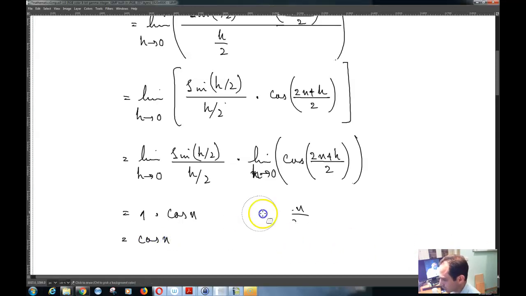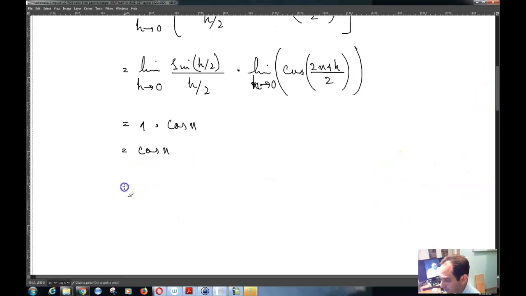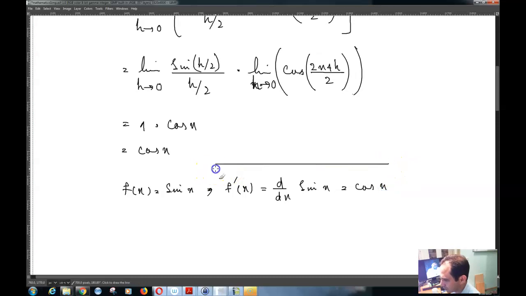So that means that if you have f of x equal to sine x, then f prime of x, which is equal to d by dx of sine x, is equal to cos x. That is basically something that you need over and over again, of course. Okay, so that is that.